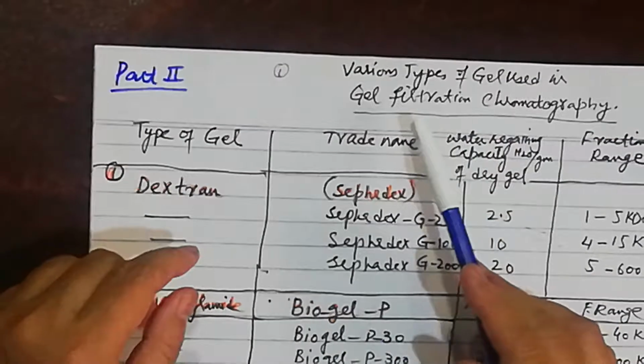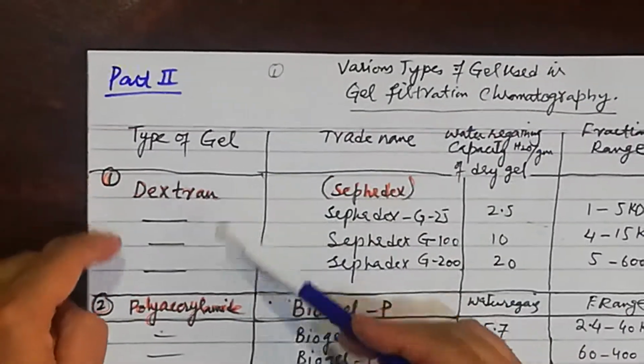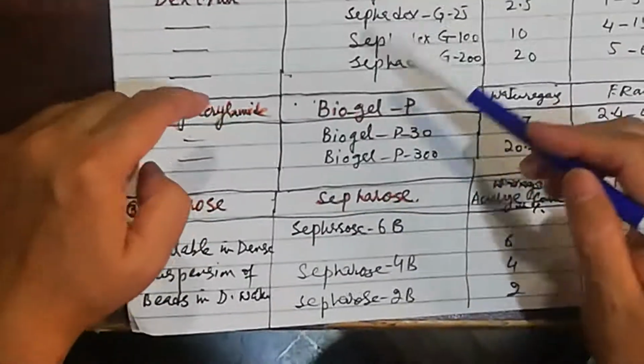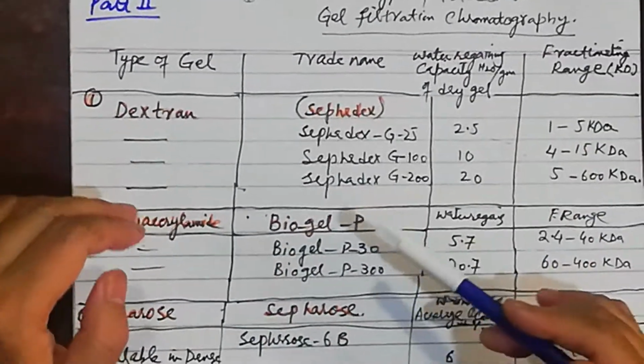Dear students, the second part of the gel filtration chromatography covers the various types of stationary media, or gels, which are used in gel filtration chromatography. We have three types of gels which are usually used, and they have different fractionating ranges.